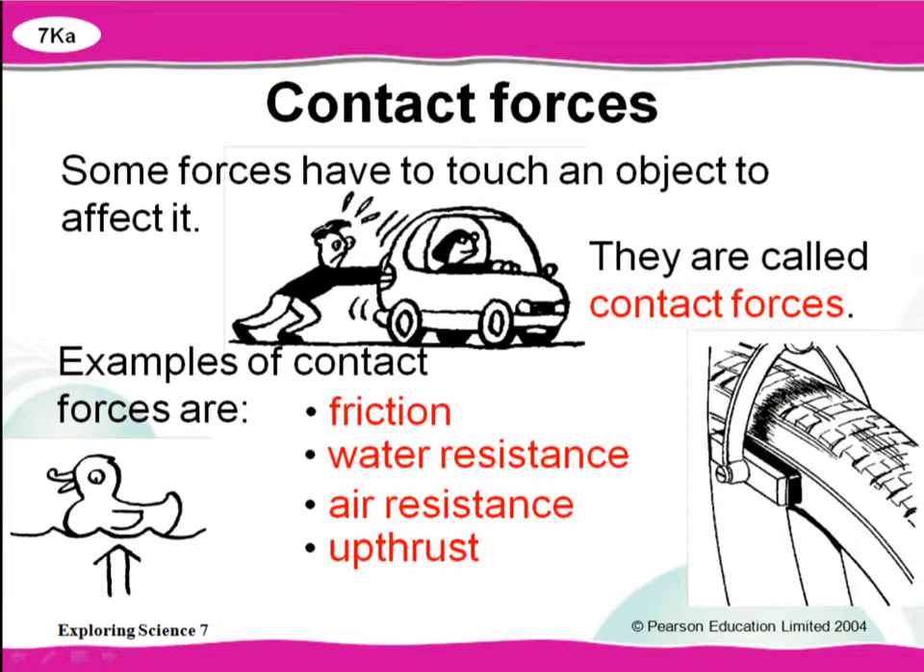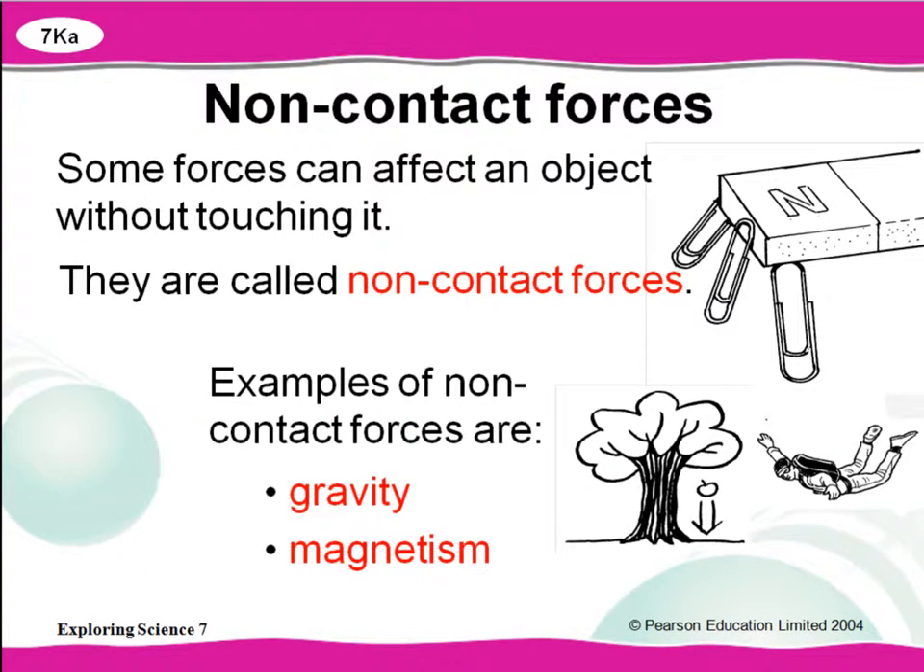These forces have to touch an object to affect it. Examples are friction, water resistance, air resistance, and upthrust. There are also non-contact forces. These are forces that can affect an object without touching it. Examples of non-contact forces are gravity and magnetism.